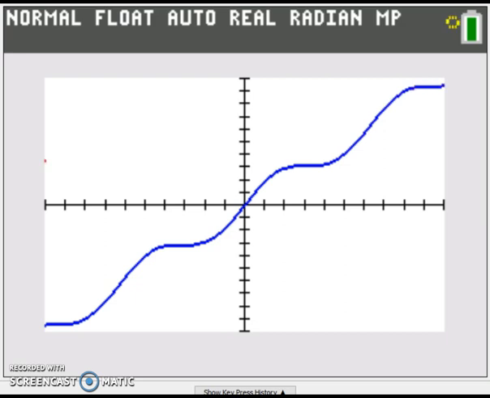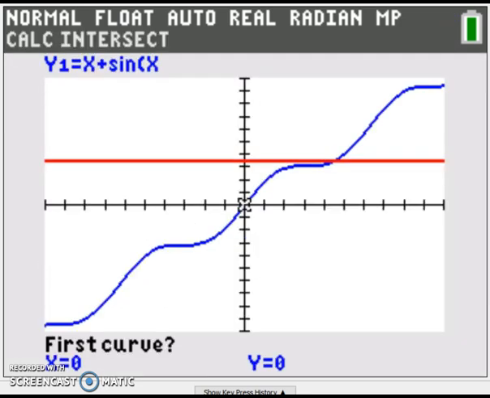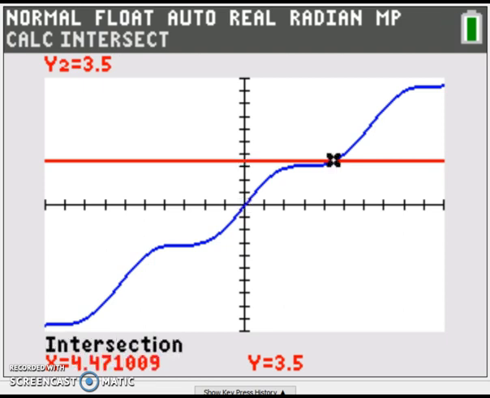So you get this nice little curve for x plus sine of x. And then for 3.5, you're going to get a horizontal line through 3.5. Those two things are equal where they intersect each other. So press second, calculate, and we want option number 5 for intersect. Then all you have to do is hit enter 3 times. And it tells you exactly where the intersection is. It's going to intersect when x is 4.471.